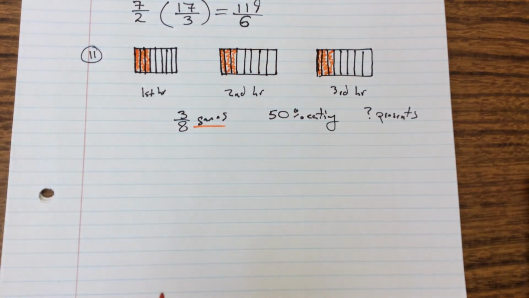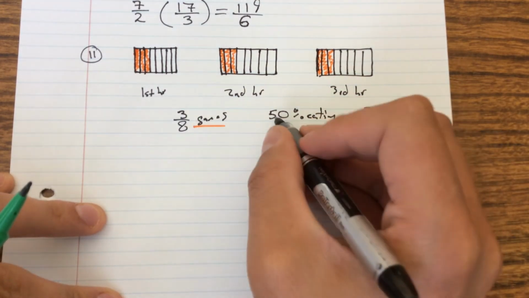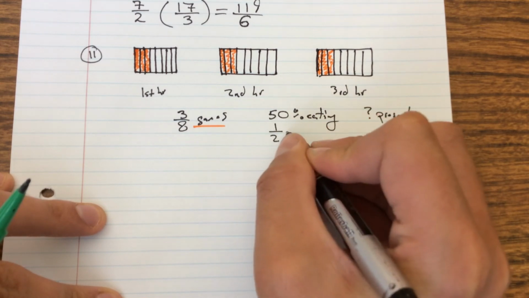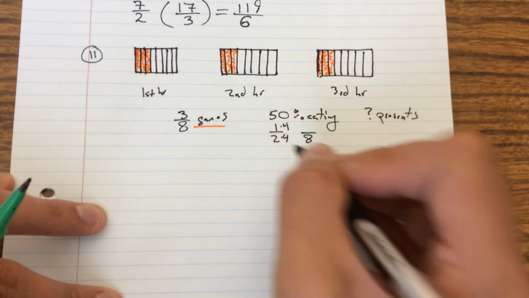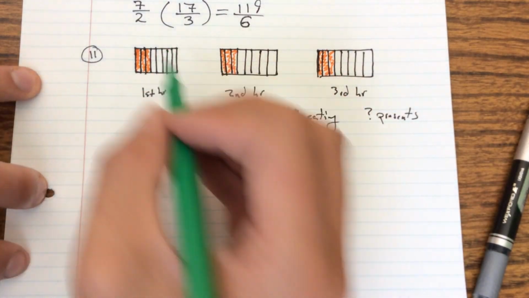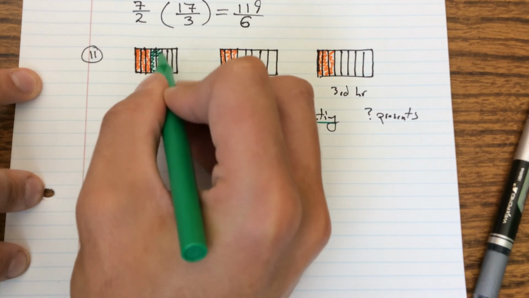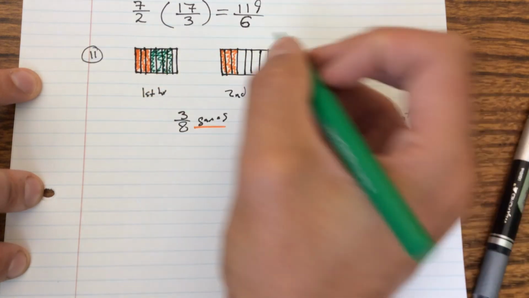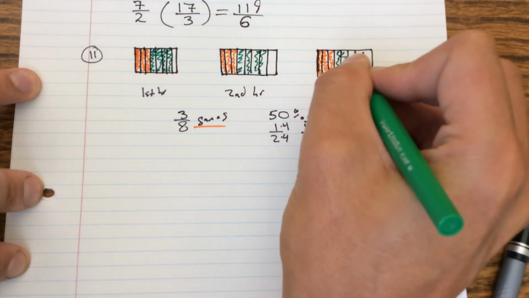Now we know that they spent 50% of their time eating. So for each of these, we're going to split them in half. We're going to fill in half of them for eating. We're in eighths. So we know 50% is 1/2. And to make that into eighths, we're going to multiply both top and bottom by a giant 1 with 4/4. That's going to give me 4/8. So now I'm going to fill 4/8 in, and I'm going to use green for eating. So 1, 2, 3, 4. Same thing over here. And same thing on the last hour.